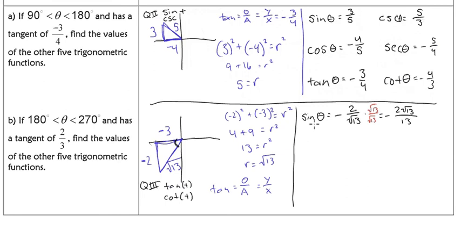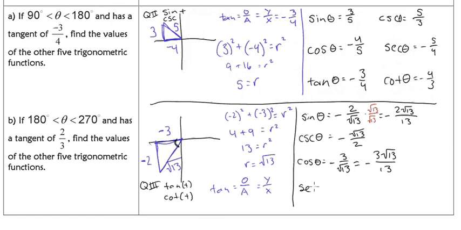Our cosecant, the reciprocal of sine, will be -root 13 over 2. We don't need to end up rationalizing that one since it's already got the radical up in the numerator. Next we'll have cosine of theta is going to be the adjacent over the hypotenuse, so -3 over root 13. Multiply the top and the bottom by radical 13, and we get -3 root 13 over 13.